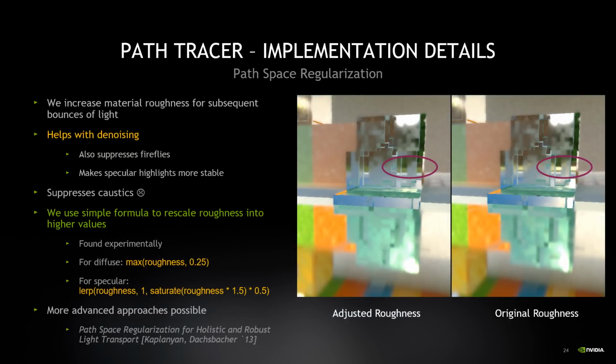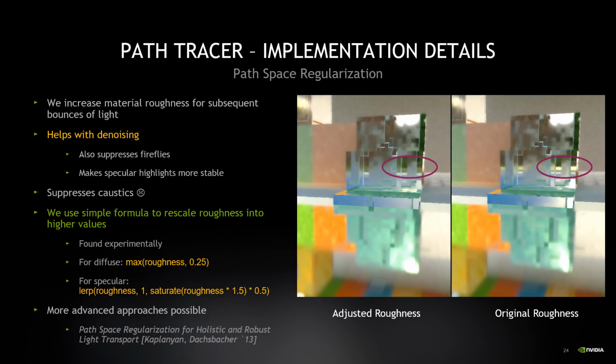Another implementation detail we will take a look at deals with limiting the amount of variance or noise that our path tracer outputs. To make the job of the denoiser easier, we can make some adjustments to our materials so that the image doesn't contain features such as caustics, which make denoising inherently more difficult. We achieve this by increasing material roughness for secondary rays. As you can notice in the comparison images on this slide, the strong specular highlight is not present in the image with adjusted roughness. However, that is preferable to possible flicker and fireflies that would occur without this adjustment.